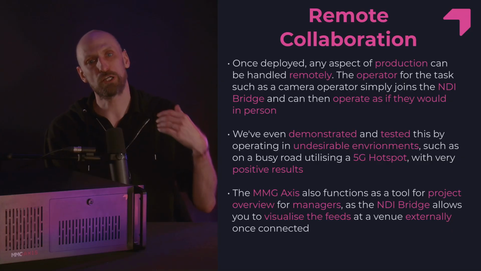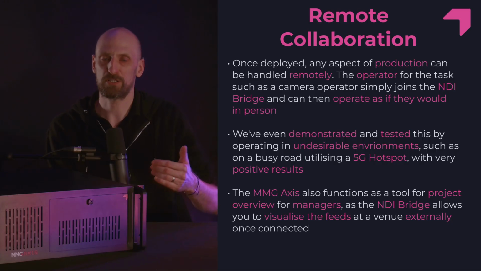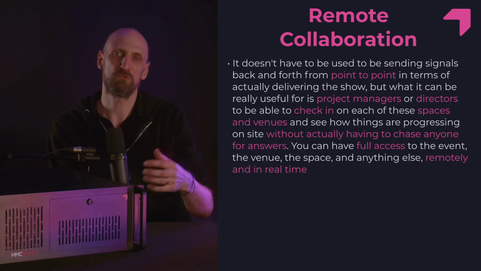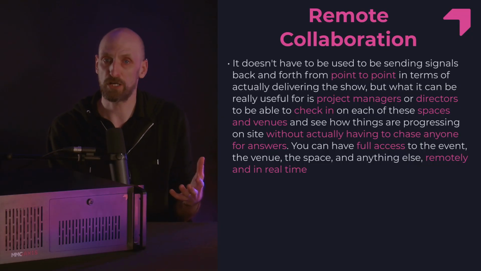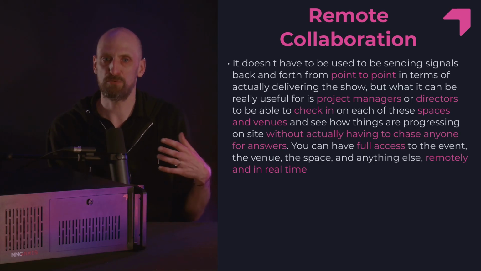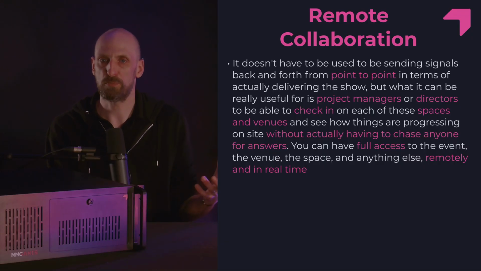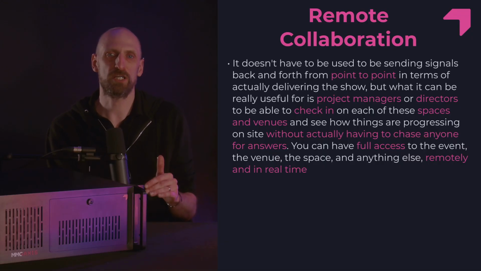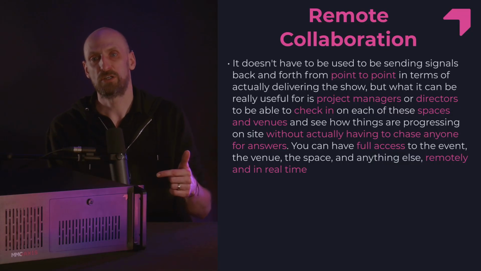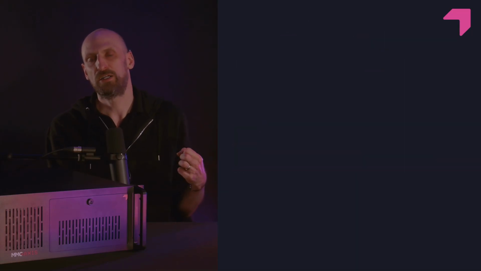Another feature that we found the Axis really useful for that I actually didn't envisage at the starting point is project overview. So by having an Axis deployed on site, it means that the NDI bridge functionality can be used. And it doesn't have to be used to be sending signals backwards and forwards from point to point in terms of actually delivering the show. But what it can be really useful for is project managers or directors being able to see and check in on each of these spaces and venues and see how things are progressing on site without actually having to chase anyone for any answers. You have full access to the event, the venue, the space, all of the events remotely and in real time.